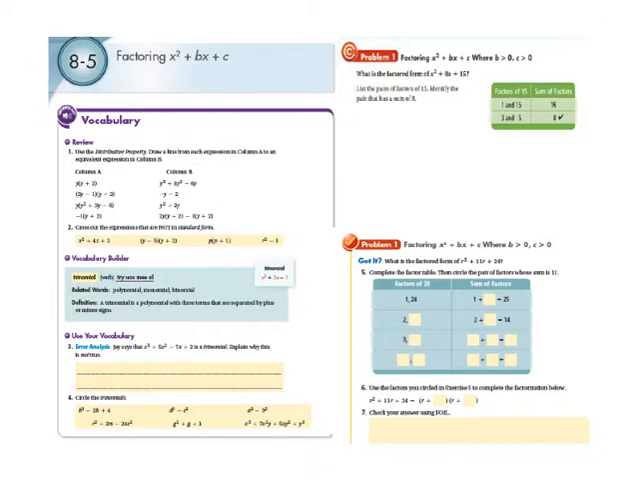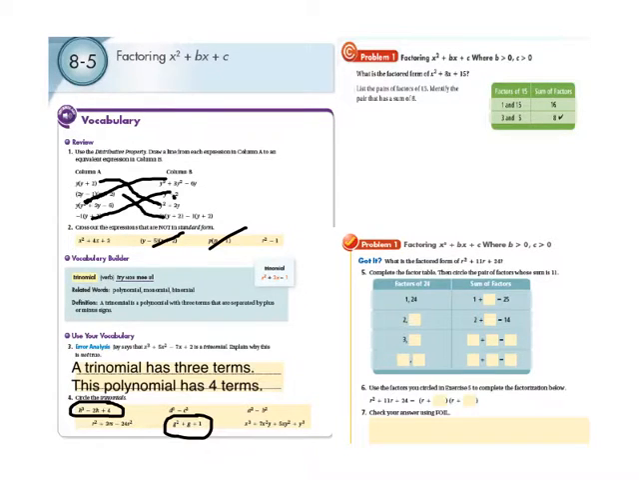Hi guys, this is lesson 8.5. I want to have you start by doing the left section. So pause the video and do that, and then come back and check your answers. Alright, this is what you should have gotten.